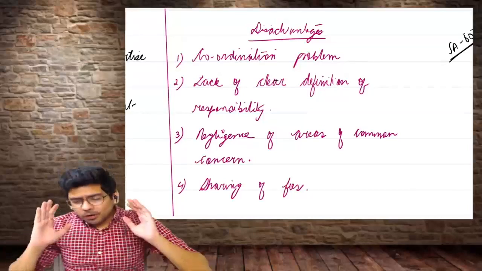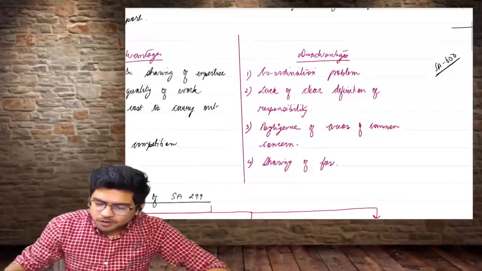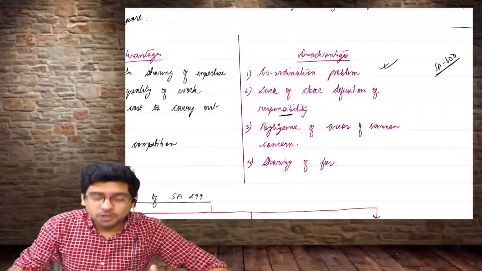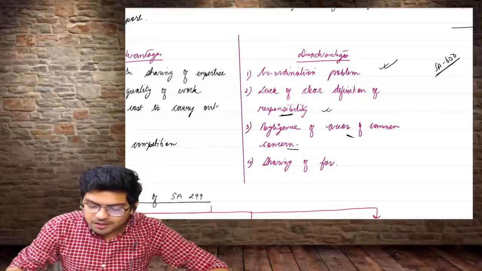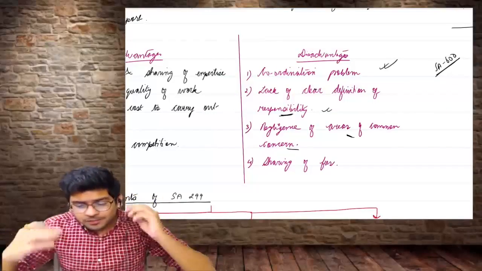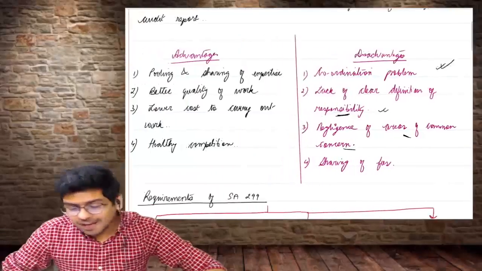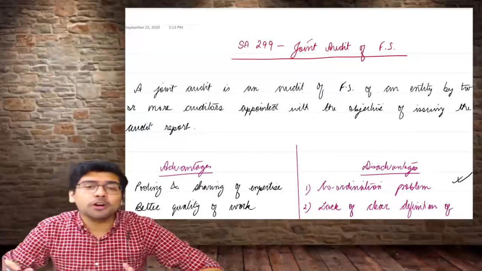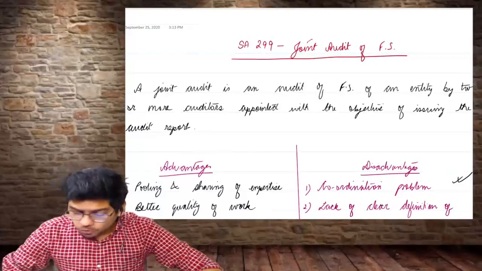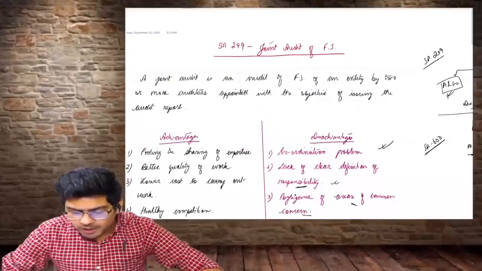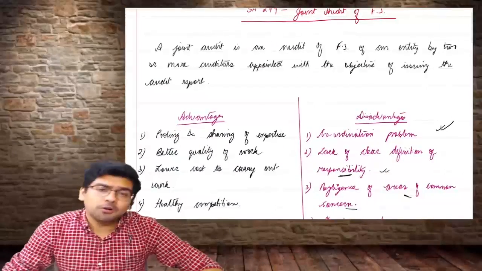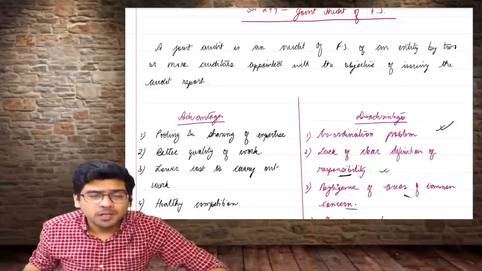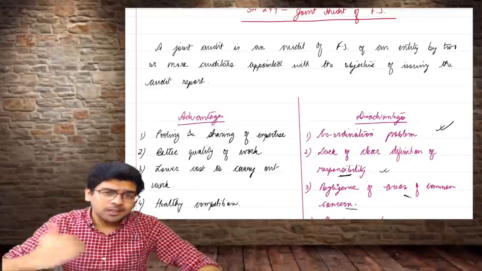Now because of these disadvantages, and specifically the coordination problem, who is going to be responsible for which part of the audit, and negligence shouldn't happen in case of common areas, for all these problems we have the standard SA 299. The name of the standard is again Joint Audit of Financial Statements. How the joint auditors should behave, who shall be responsible for what kind of work, who is going to issue the report, what if there is a difference of opinion amongst the joint auditors, all those things we are going to deal with in this standard.